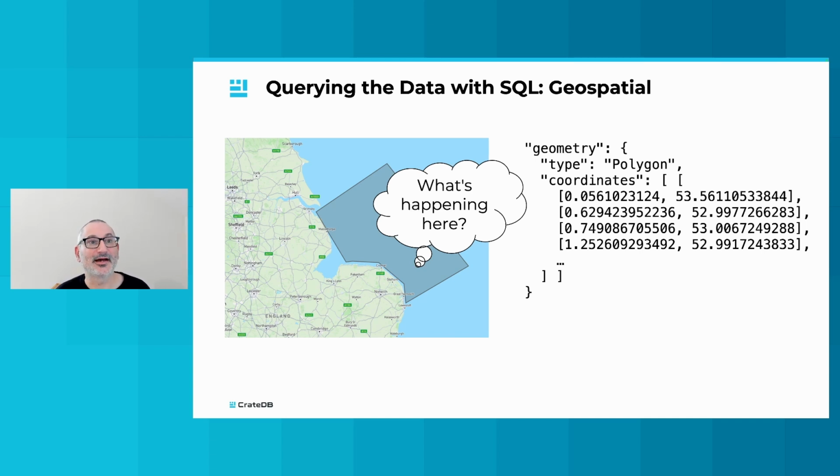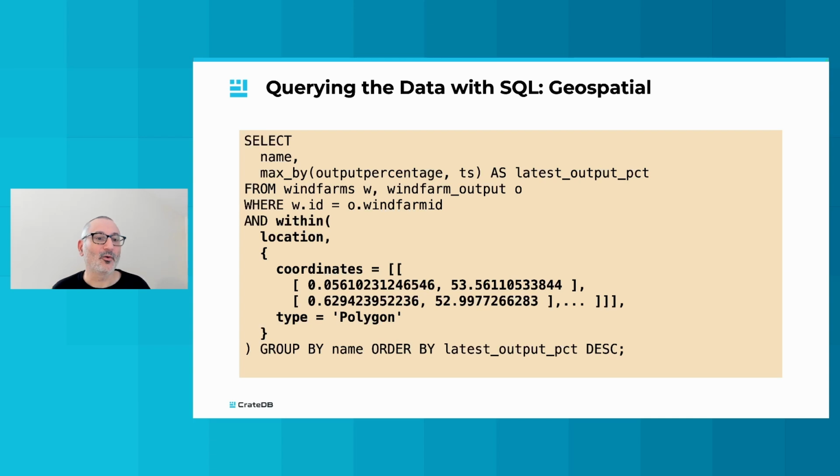How do we use that in CrateDB? Well, we query everything with SQL, so it's going to be a SQL statement again. And CrateDB has functions in it that understand geospatial data. So here we're saying, I want to find some things out about wind farms whose location, which in the database was a geo point, is within, so we're using the within function there, the polygon described by our GeoJSON.